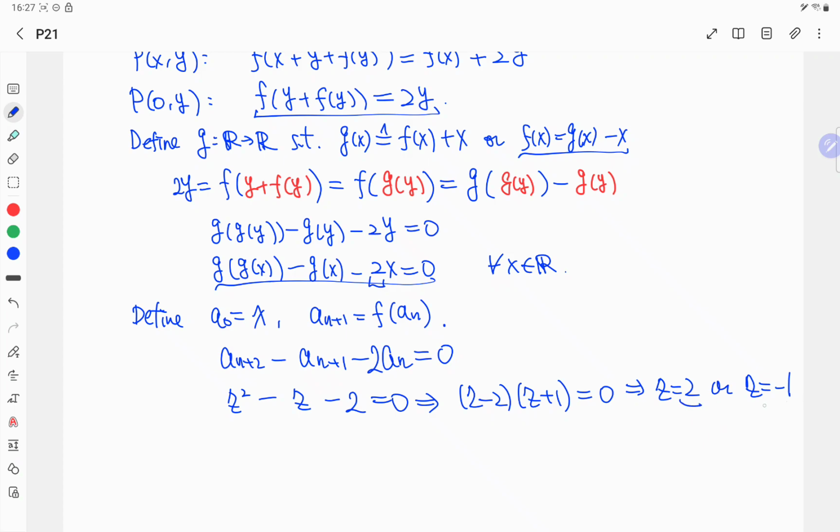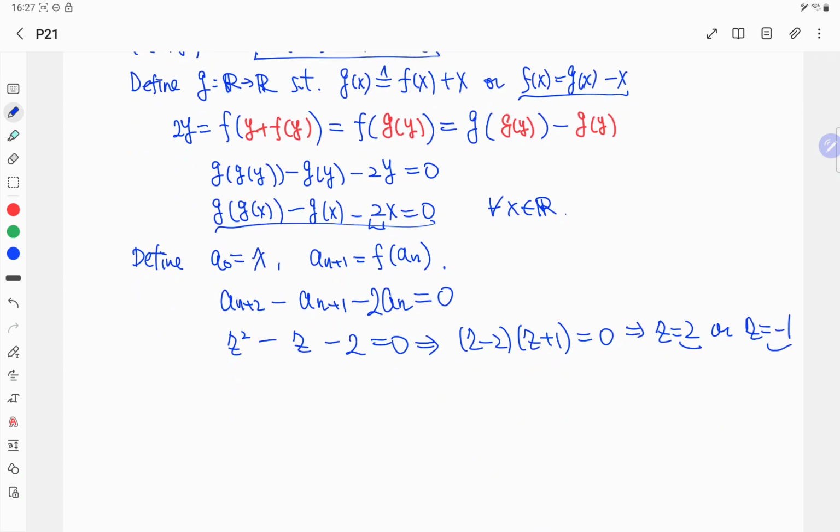Okay, so what does this 2 and negative 1 mean? It means that g of x equals 2x and g of x equals negative x is a solution to this functional equation.